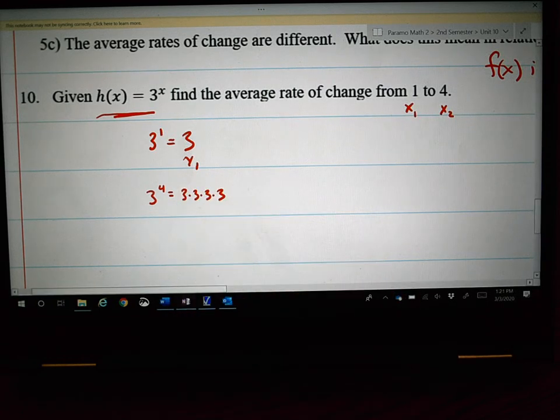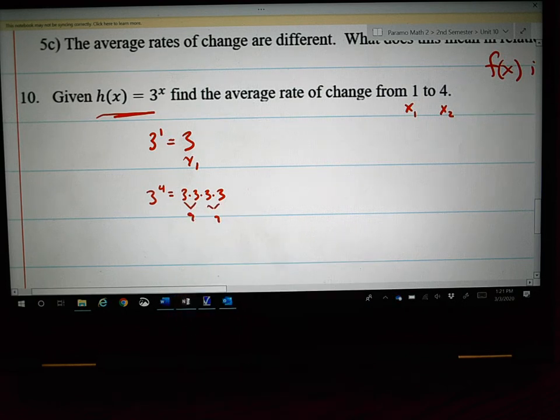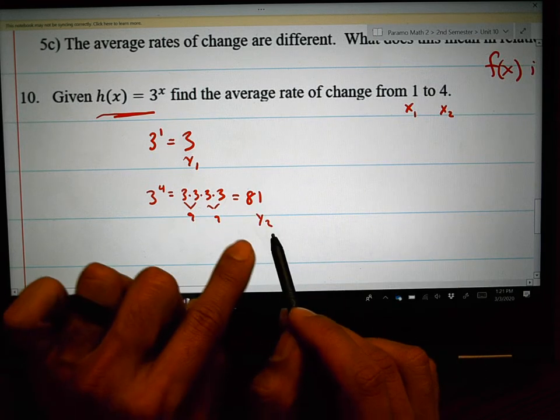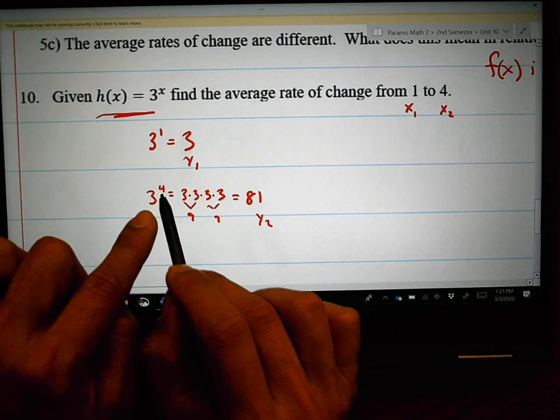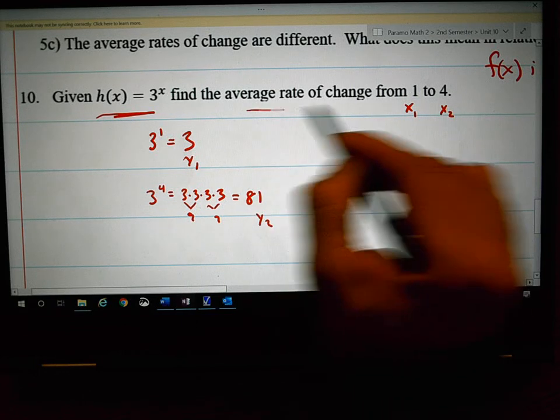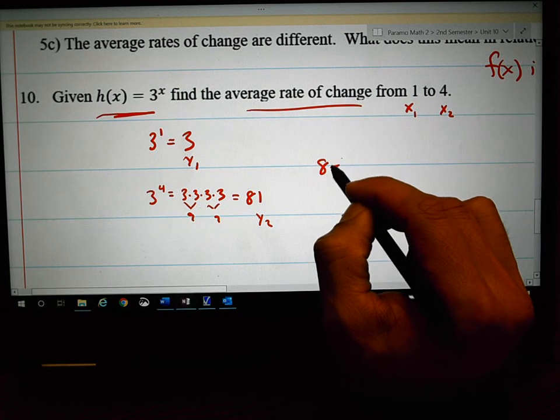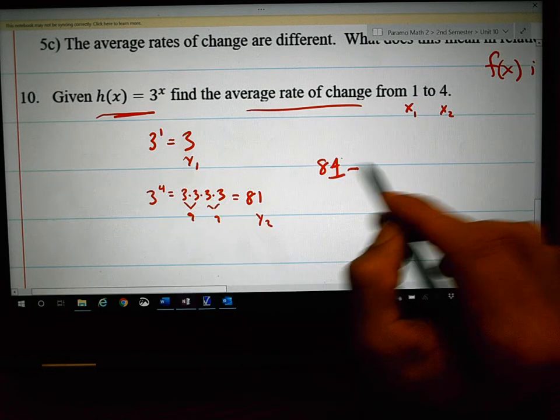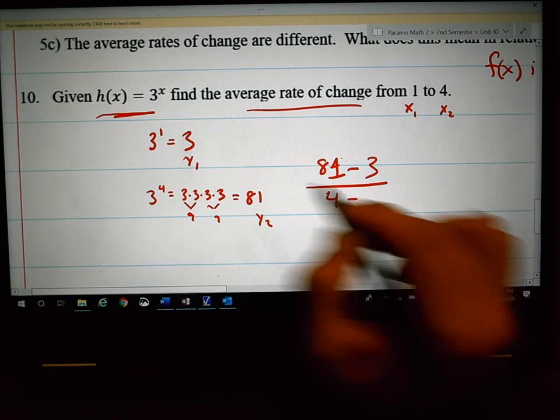If you don't know how to do that, just do these two and do 9 and 9. What's 9 times 9? 81. This is your second y. This is your output: when x is 4, y is 81. When x is 1, y is 3. So now we can find the average rate of change. Take your second y, 81, and subtract your first y, over your second x minus your first x.